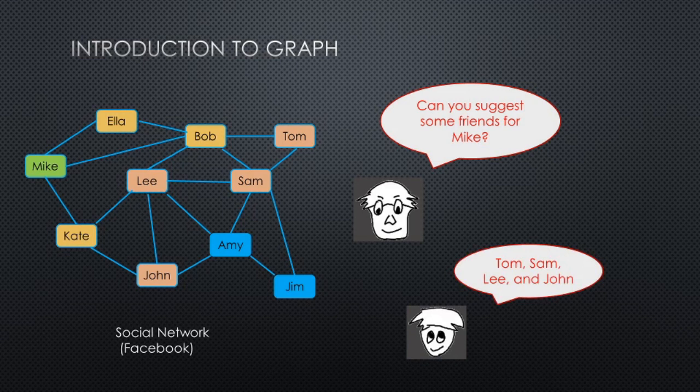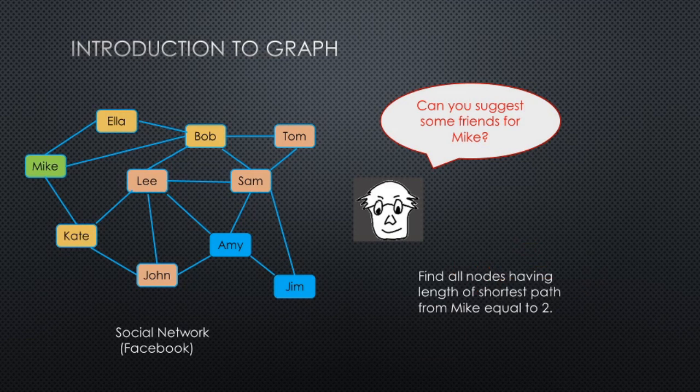Now, even though we described this problem in the context of a social network, this is a standard graph problem. The problem in pure graph terms is finding all nodes having length of shortest path from a given node equal to 2. Standard algorithms can be applied to solve this problem. Just know that the problem we saw in the social network is a standard graph problem. Okay, so a social network like Facebook is an undirected graph. Now let's have a look at another example.